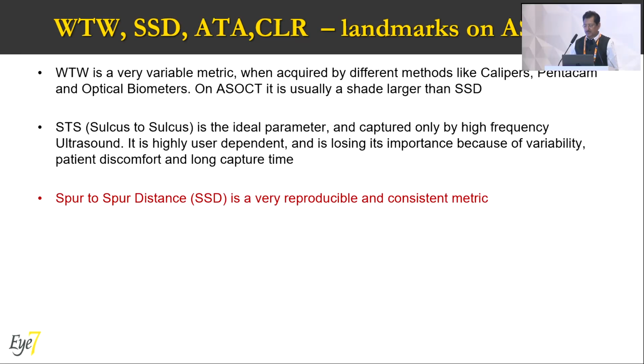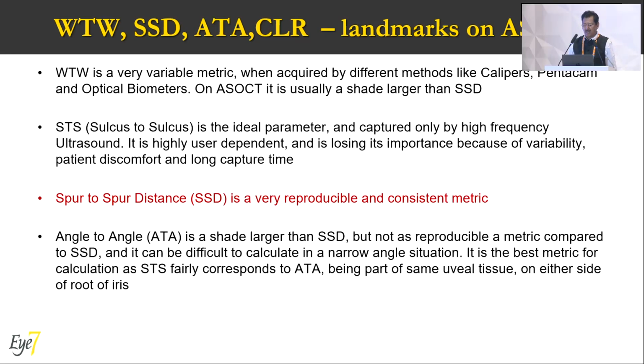And spur to spur is the most reproducible and a consistent metric. And angle to angle is a shade more, but not as reproducible a metric as compared to SSD. It can be difficult to calculate in narrow angle situations. However, if you can calculate it as a routine, it is the best metric. Why?